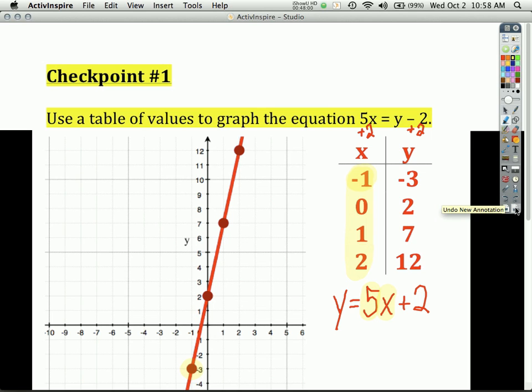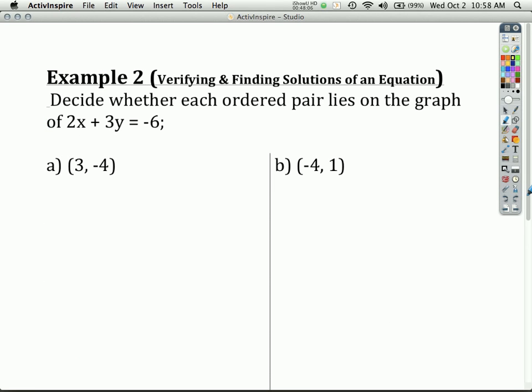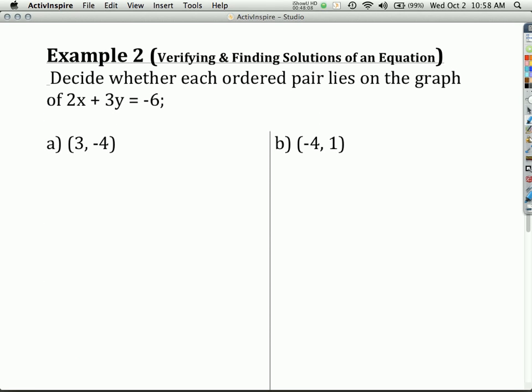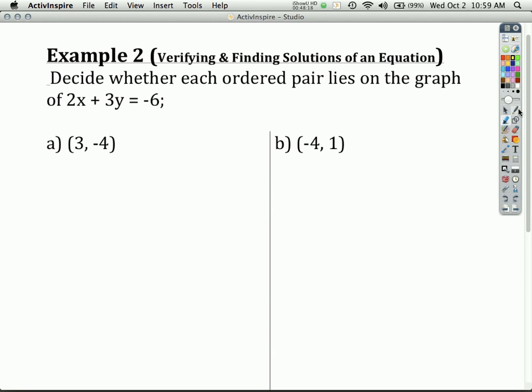All right, so now, that's one major goal for the day. One major goal is to be able to graph. Another goal is actually a little bit easier, but I have to make sure we understand. Decide whether each ordered pair lies on the graph of 2x plus 3y equals 6. I do not know why this is here.